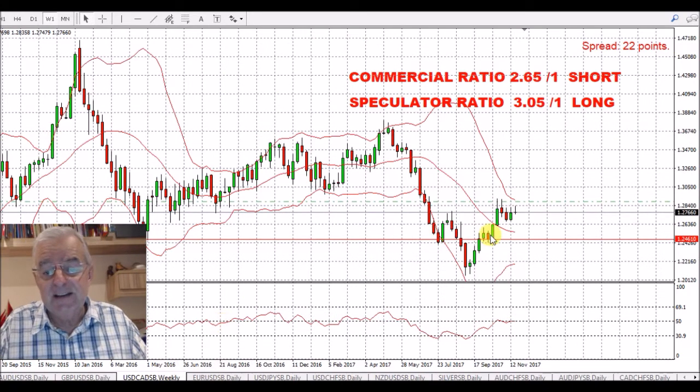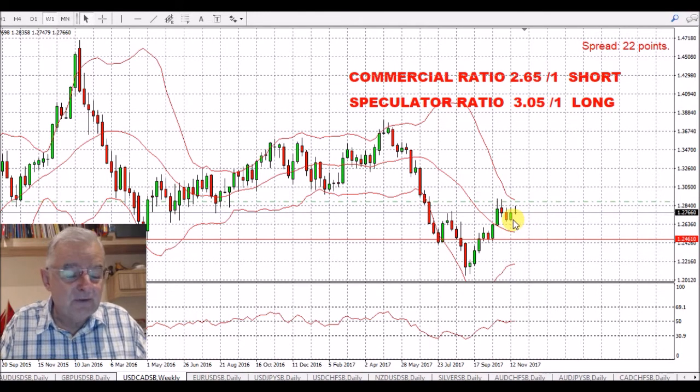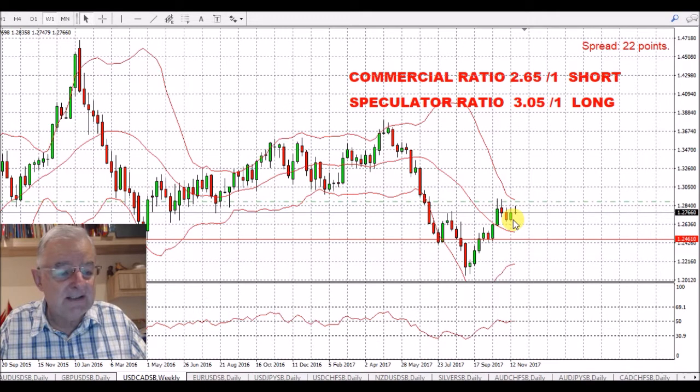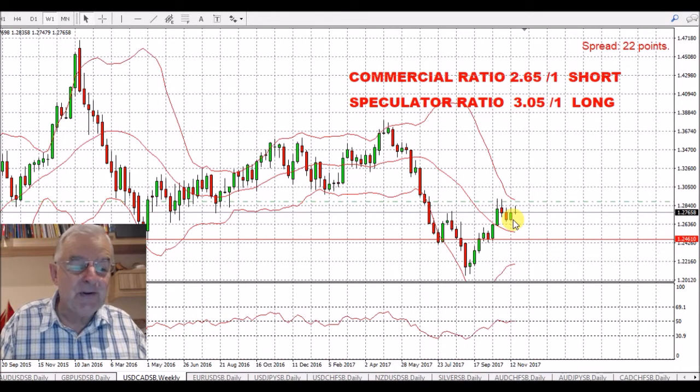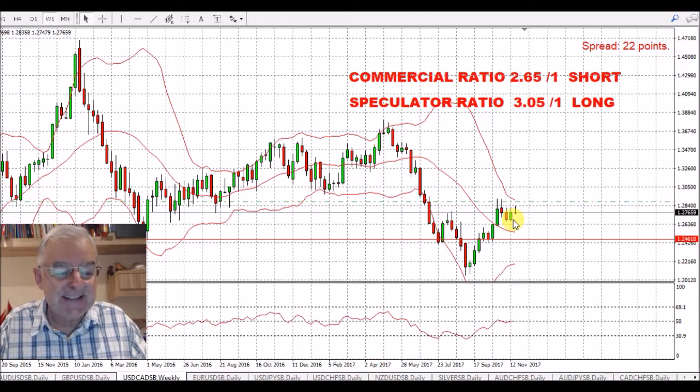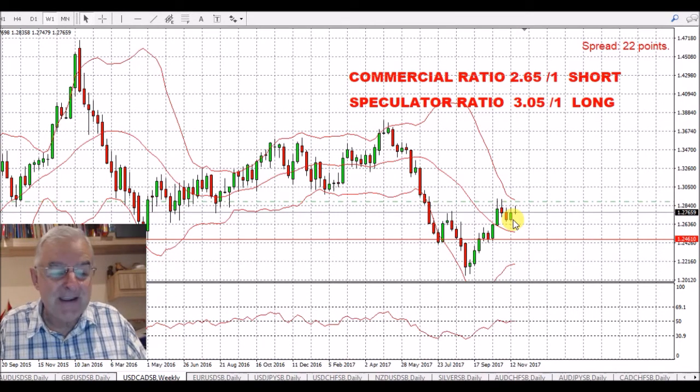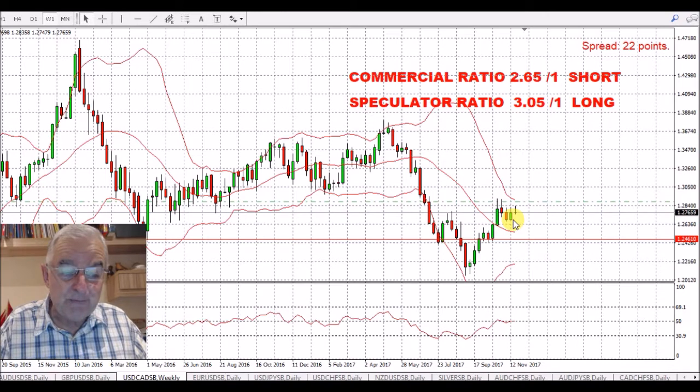USD CAD, similar sort of thing. It's sort of been bouncing around here. I'm expecting more strength in the dollar and weakness in the Canadian dollar, but the oil price sort of ticked up a little bit yesterday, knocked me out of a couple of trades. Hey ho, for a small profit, might I add.